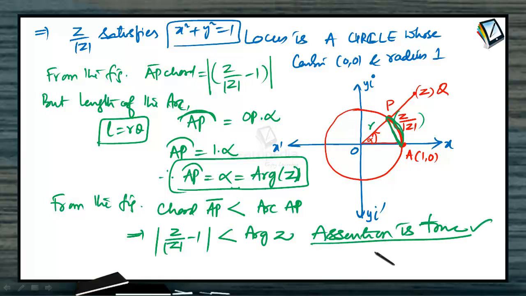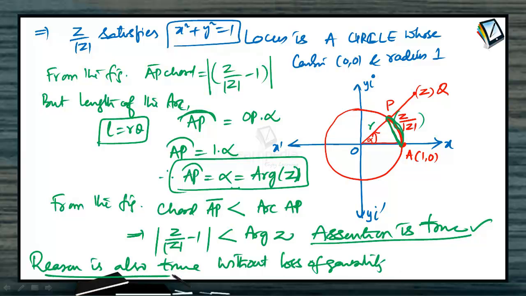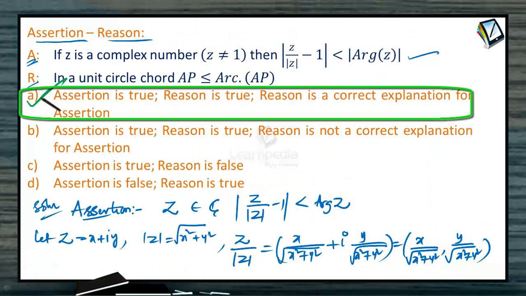Now what about the reason? Obviously the reason mentioned is also true, and it stands without loss of generality. When the reason is true and the assertion is true, and it is the correct explanation, because we are utilizing this concept to prove this, hence option A is the correct option for this question: the assertion is true, the reason is true, and the reason is the correct explanation for this assertion.